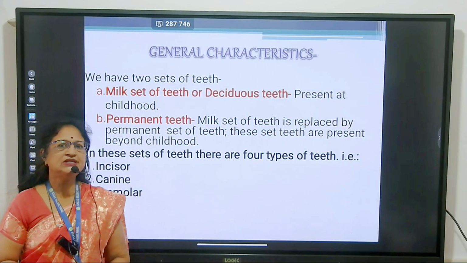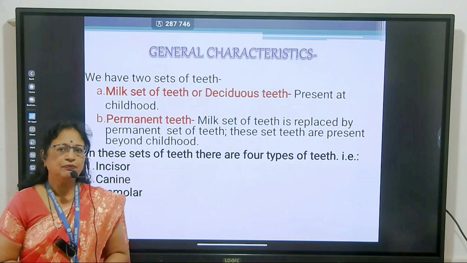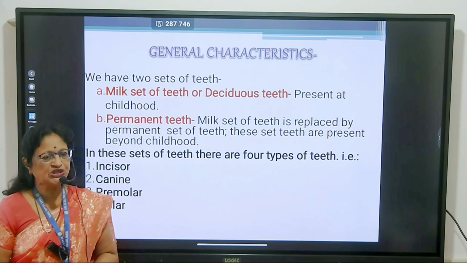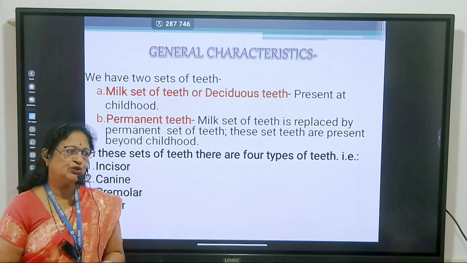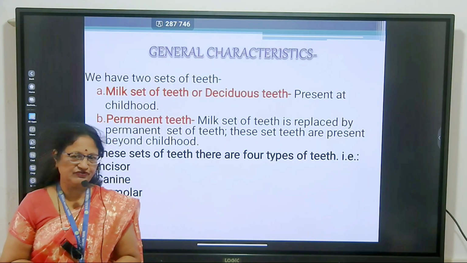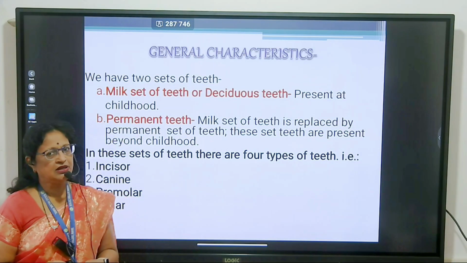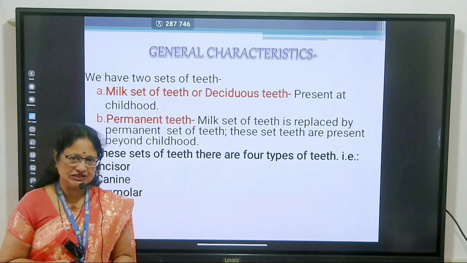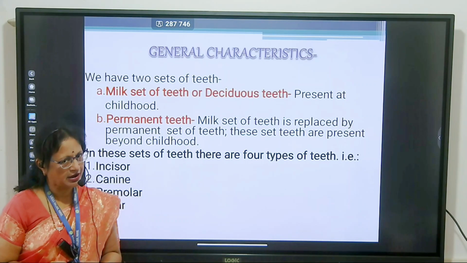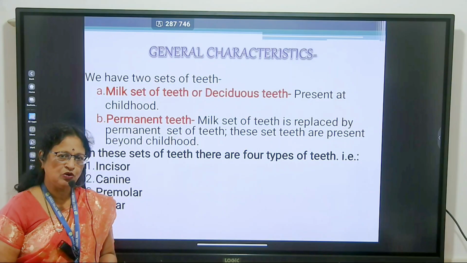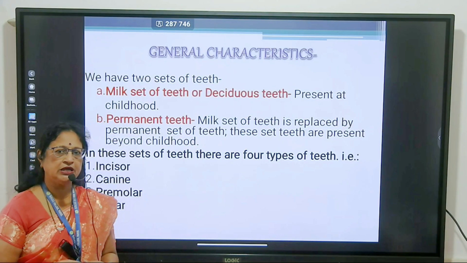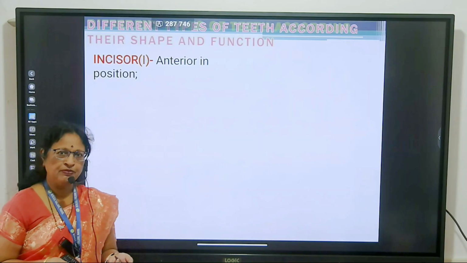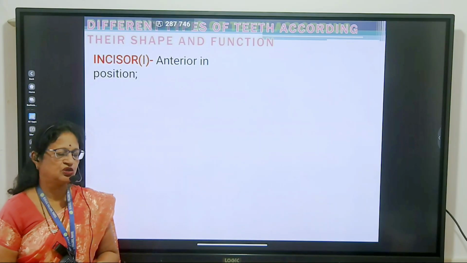In both of these sets, there are four different types of teeth, and that's why the dentition is called heterodont type. Hetero means different and dont means teeth. So there are four different kinds of teeth. First one is incisor, second one is canine, third one is premolars, and last one is molar. Now we are going deep into all these types of teeth.